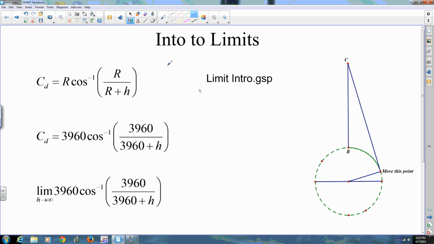Hello everyone. This is for the first section, the introduction to limits for pre-calculus. The example I've chosen to start off with you guys is how far you can see from a given height. So this side is your height, and this is the curvature distance here. I'm hoping that it's totally intuitive for you that the higher you are, the farther you can see.